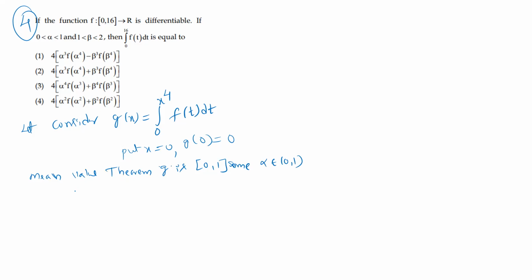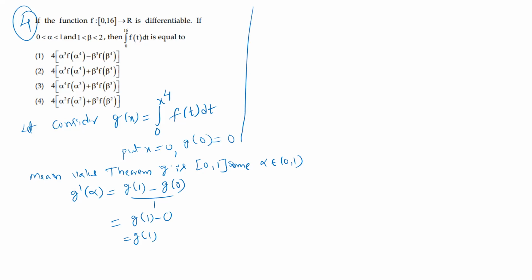For that, by Lagrange's theorem, what is the condition? g dash of alpha is equal to g of b minus g of a by b minus a, that is g of 1 minus g of 0 by 1 minus 0, which is 1 only. Now g of 1 minus g of 0, where g of 0 is 0, already we know. This is g of 1.